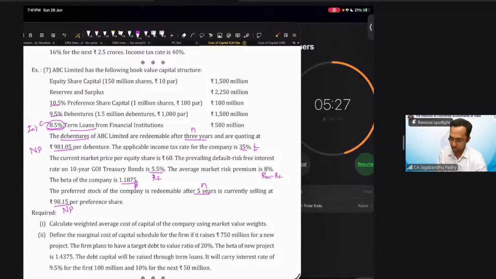I think you have to calculate using market value weights, and each of these instruments is having its own market value weights. Market values are given. So debenture market value is given, preference share market value is given. Based on that, you have to calculate the market value weights and get the weighted average. Are we able to get the individual values? Everyone? Are we able to just complete it?